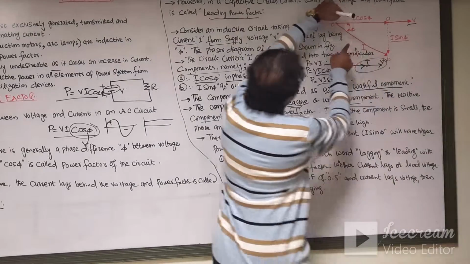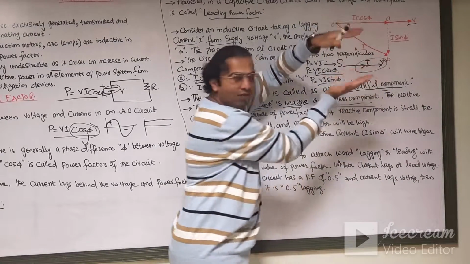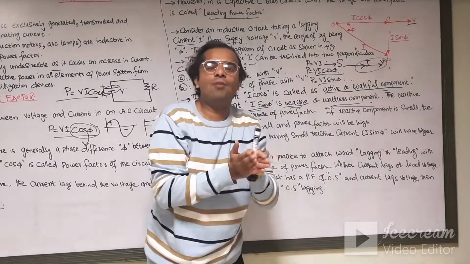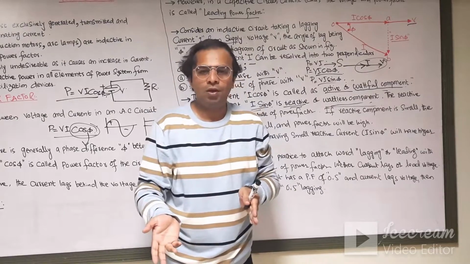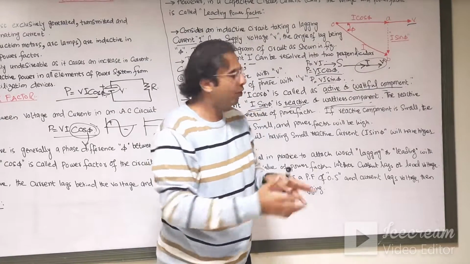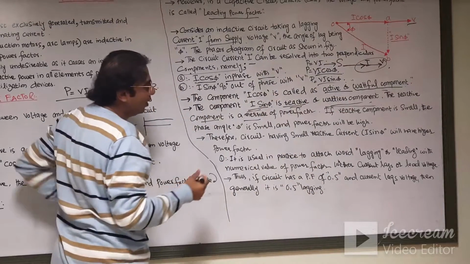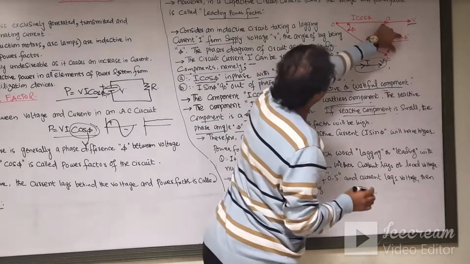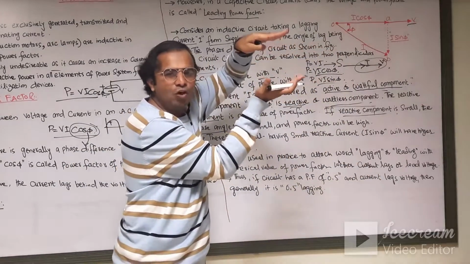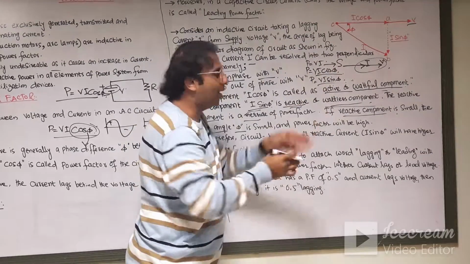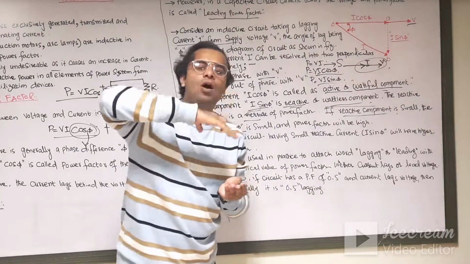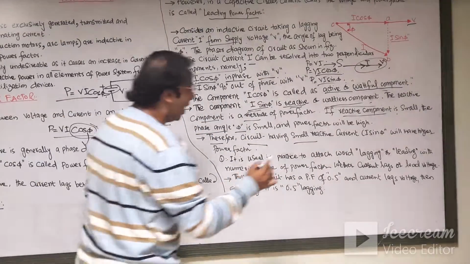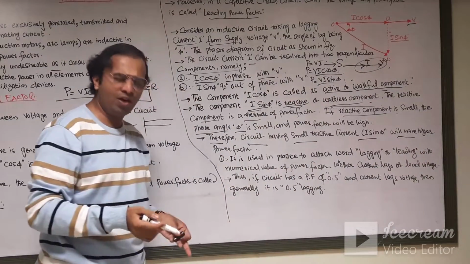As you can see in this phasor diagram, if the angle between the voltage and current is small, what happened? Our power factor is going to be improved. I have already written here that if the reactive component is small, the phase angle phi is small. If the reactive component is small, the phase angle between voltage and current is also small, and then the power factor of the circuit is high or improved. Therefore, a circuit having a small reactive component I sine of phi will have a higher power factor.